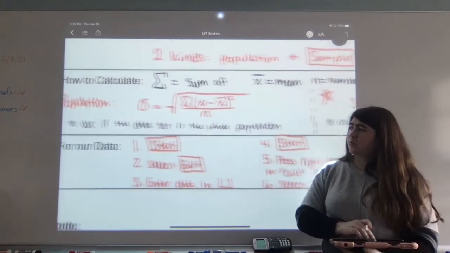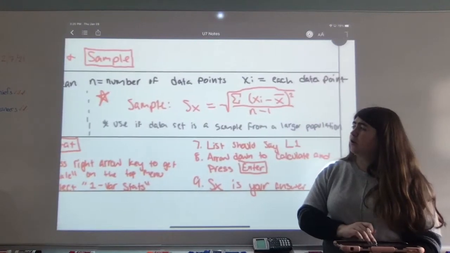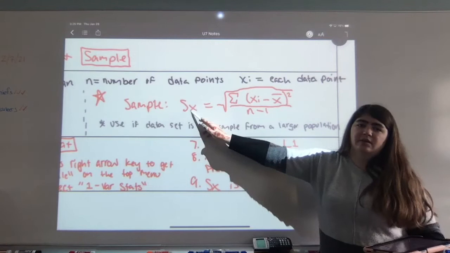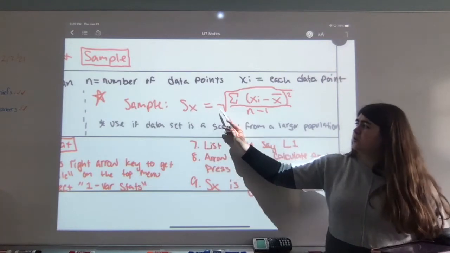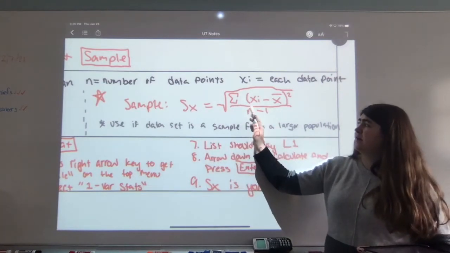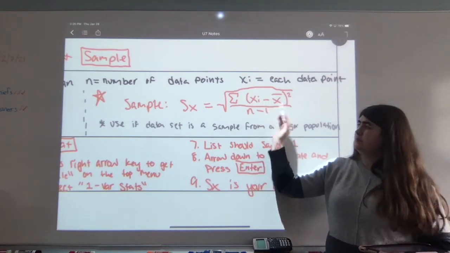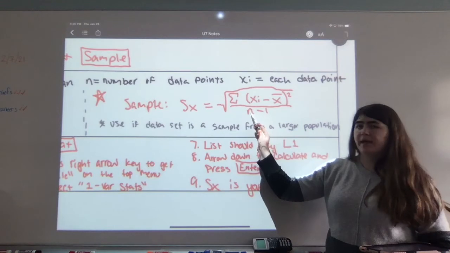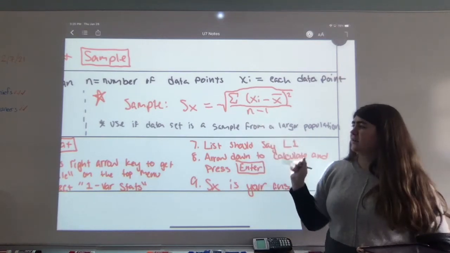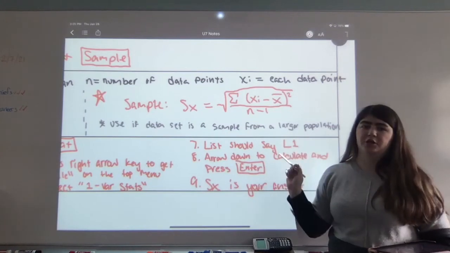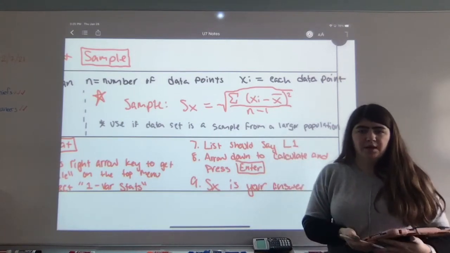For this class, we're going to be using sample more often, which means Sx, and this is what your calculator will show as your standard deviation. It is equal to the square root of the sum of each data point minus the mean squared, all divided by n minus 1. And this is what you use if your data set is a sample from a larger population, which is, again, what you get most of the time.